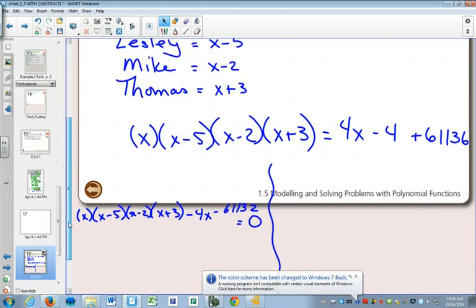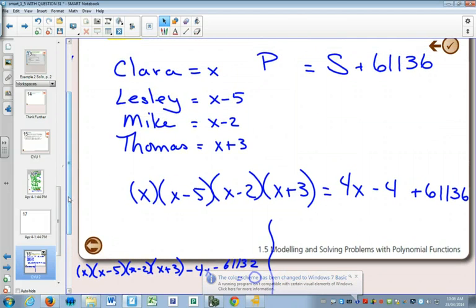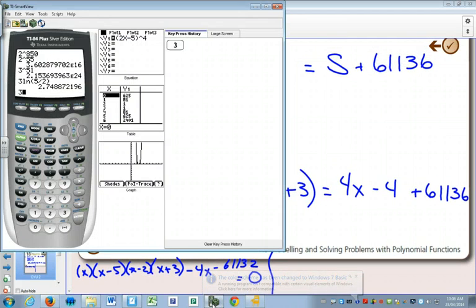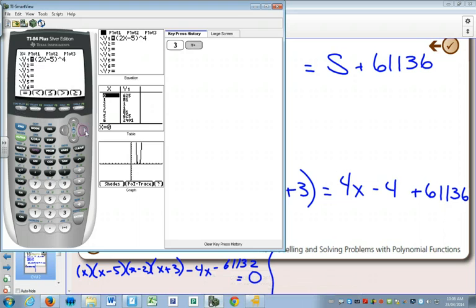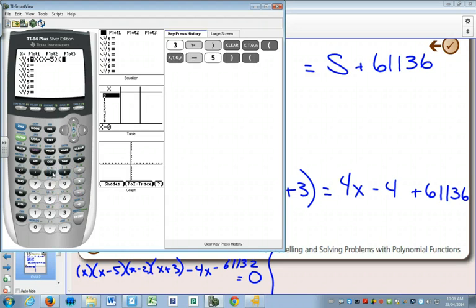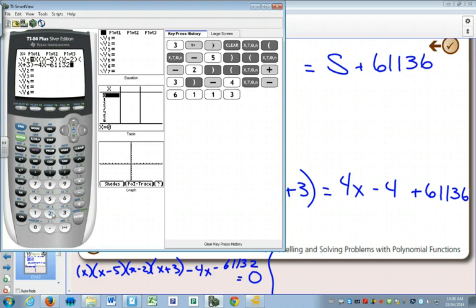I'm going to just move this up so we can still see it. So I'm going to go y equals x times (x minus 5), (x minus 2), (x plus 3), minus 4x minus 61132.